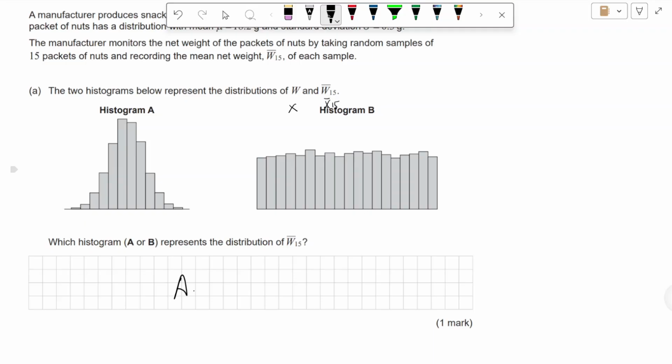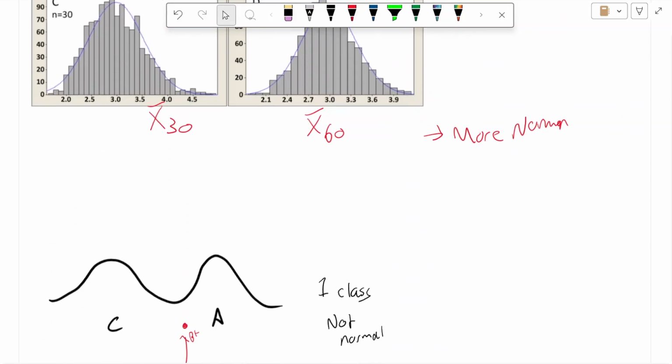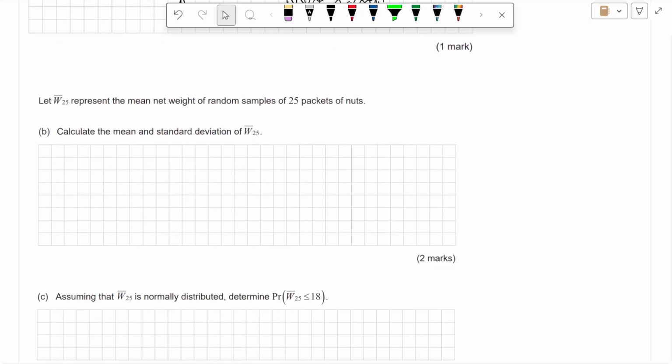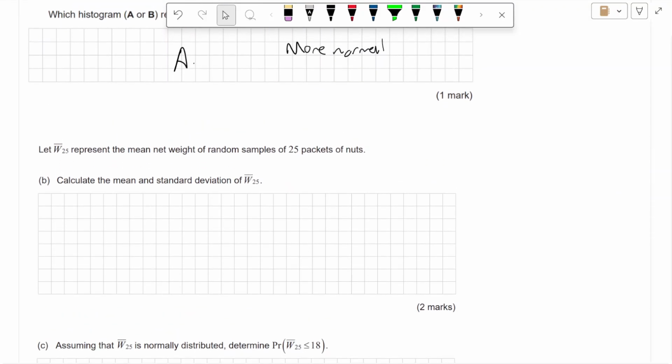It is A. So it looks more normal. As soon as it looks more normal, that means this number is bigger. You can also think of X as the same thing as X bar 1, if you want. Okay, let W25 calculate the mean and standard deviation.